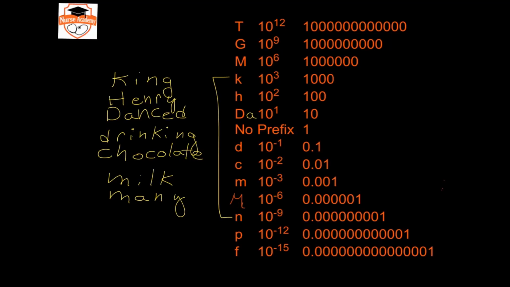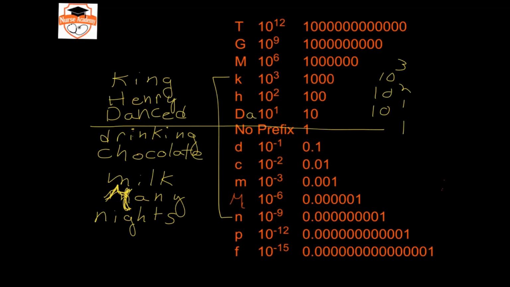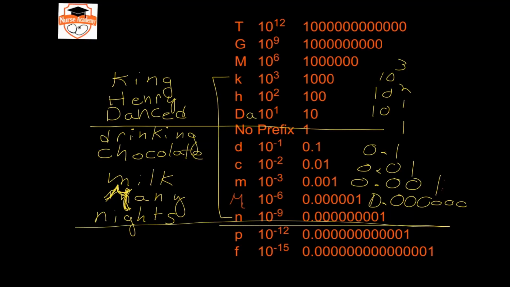And then if you can remember that these are 10^3, 10^2, 10^1, and then in between danced and drinking is just the plain old 1. And this is 0.1, 0.01, 0.001, and now we start going down. We're adding 3 zeros each time. And that will maybe give you a mnemonic that you can use to remember this setup.